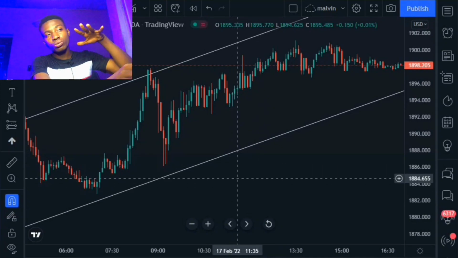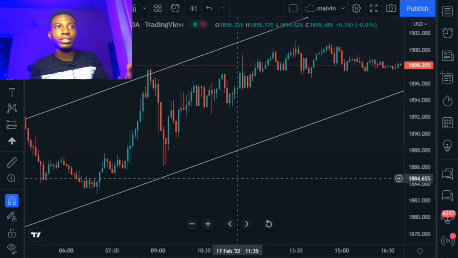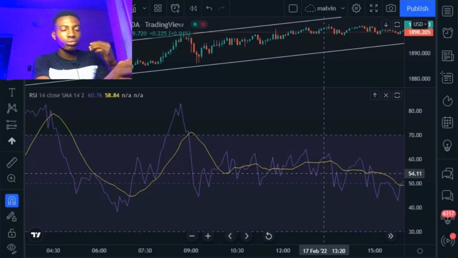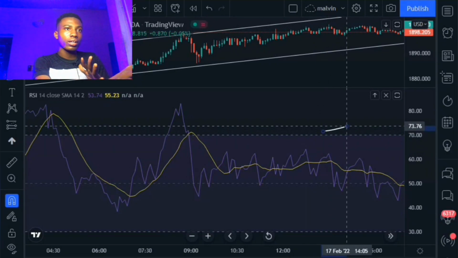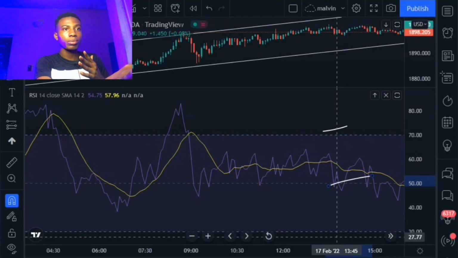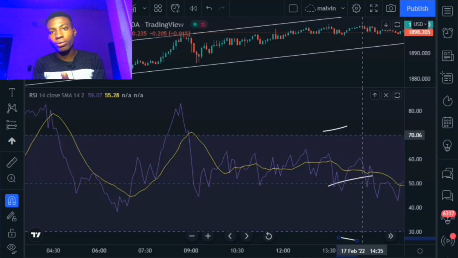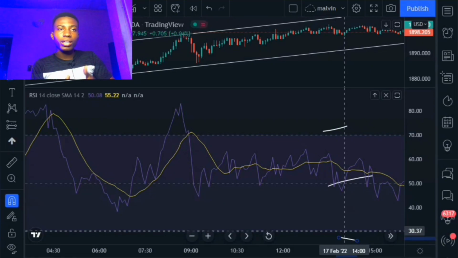In order for us to know those points where price wants to push further, we have to use the relative strength index, which is the RSI. Right here we have the relative strength index. It has 3 points: the 70 mark, the 50 mark, and the 30 mark. The 70 mark represents the overbought session of the market. I expect price to come down, right? And the second point is the 30 mark, which represents an oversold zone in the market.